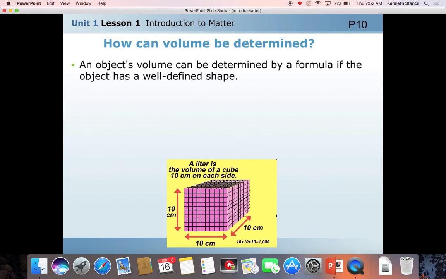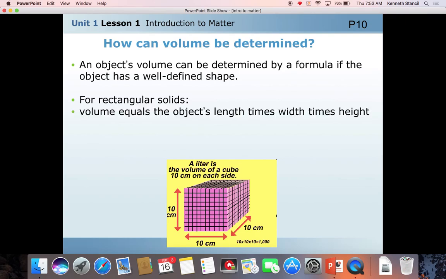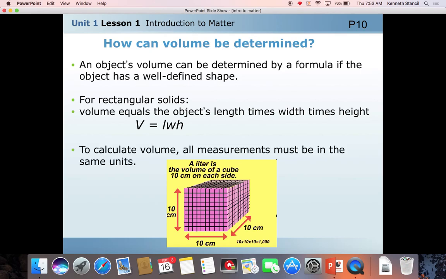An object's volume can be determined by a formula if the object has a well-defined shape. Well-defined means easily measurable. A cube, well-defined. A rectangle, a square, okay, a triangle. For rectangular solids, volume equals length times width times height. Okay? That is the formula for volume of a rectangular solid. To calculate volumes, all measurements must be in the same units.